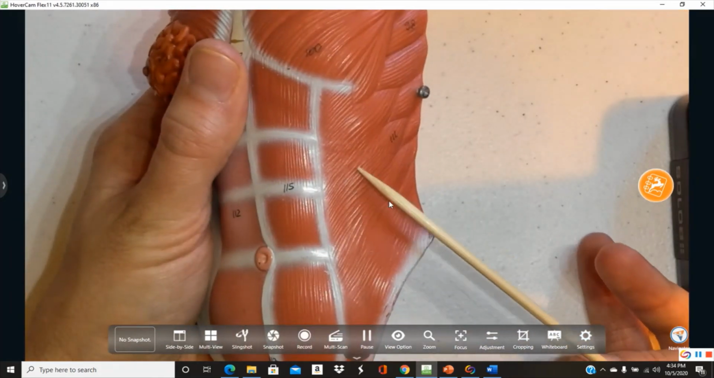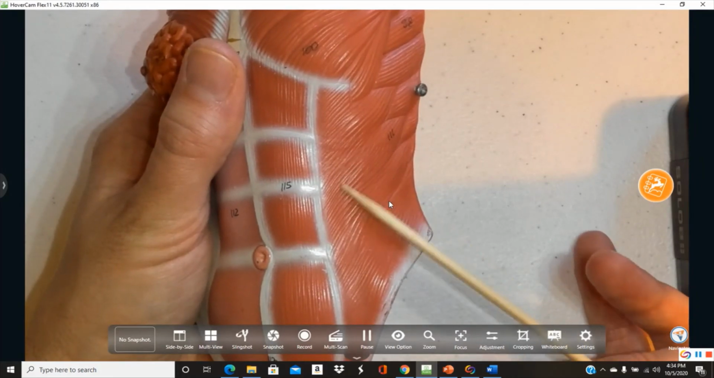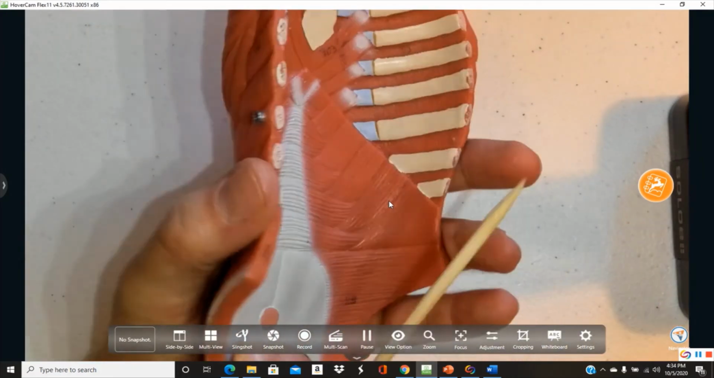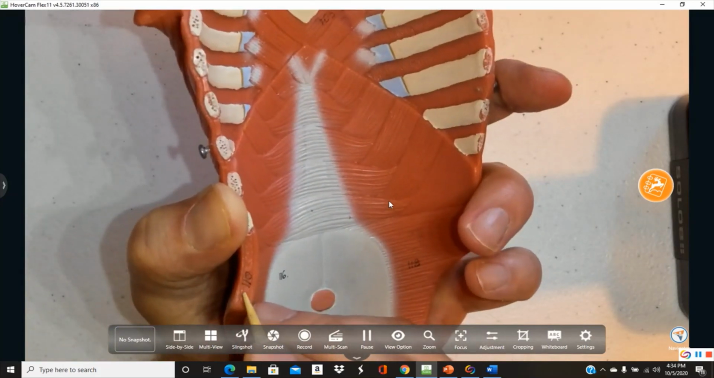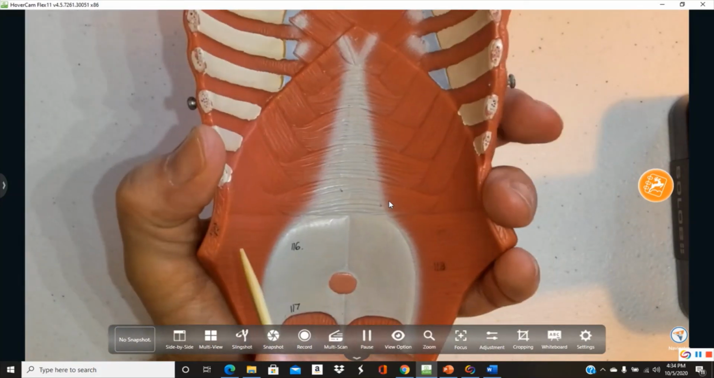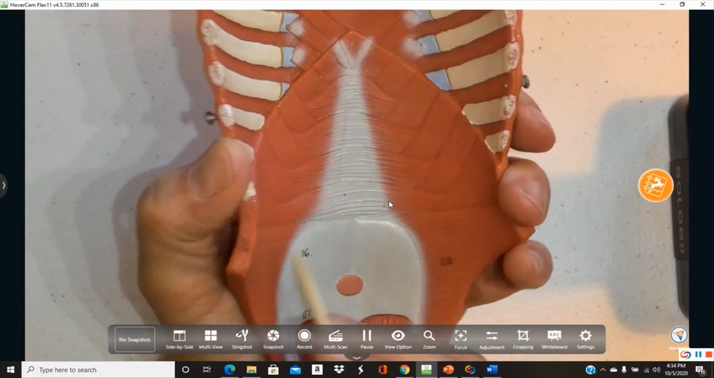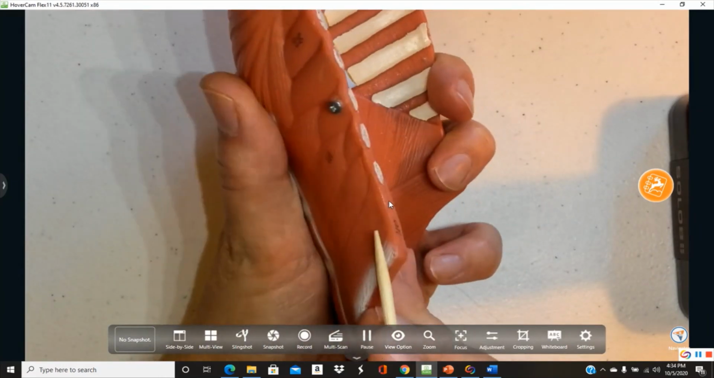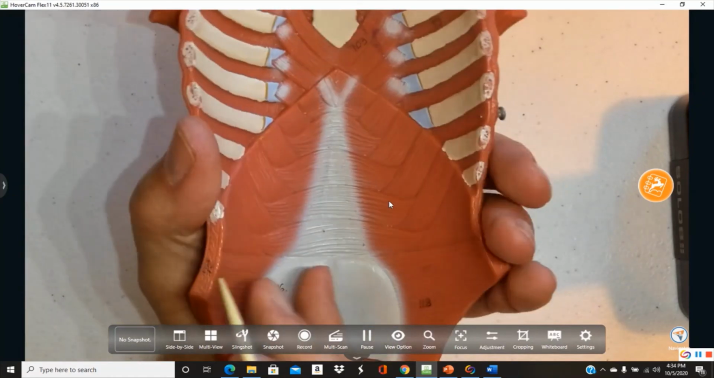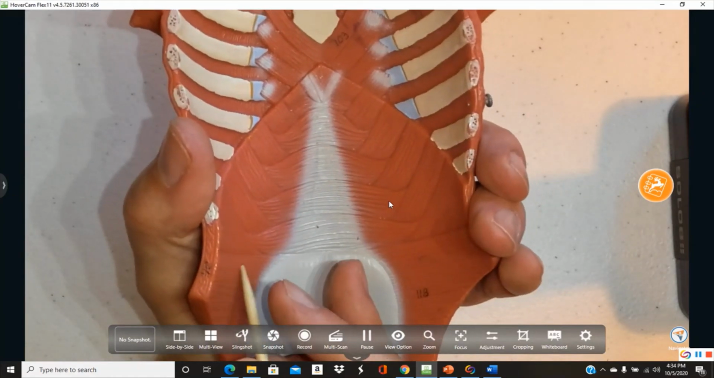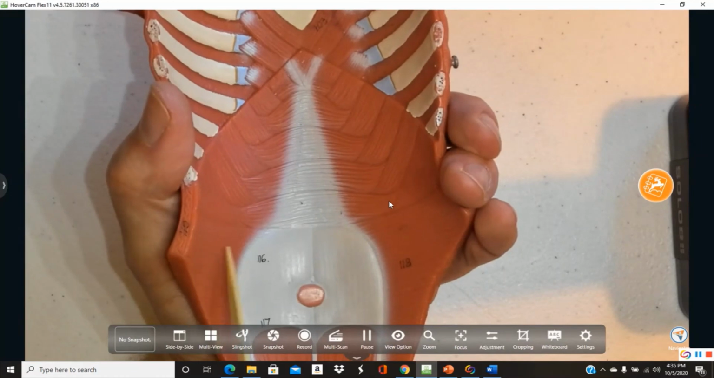External oblique, internal oblique, transversus abdominis. Okay?